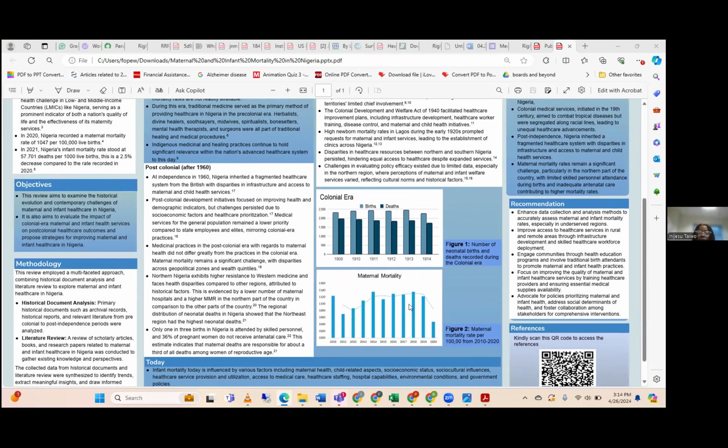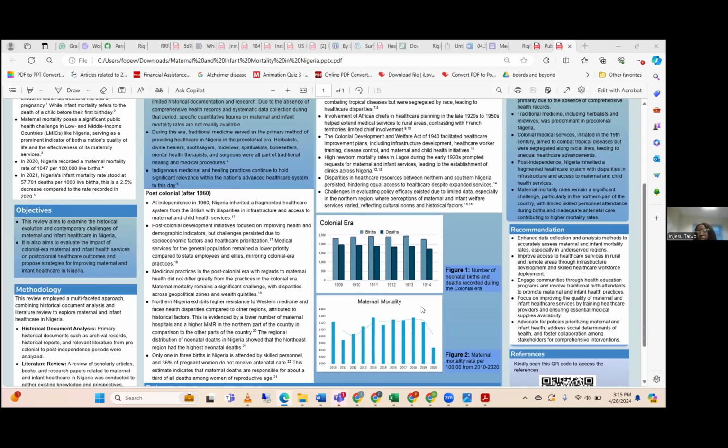the SDG global requirements. If you look at this second bar chart, this shows the current maternal mortality between 2010 and 2020. In the US, the maternal mortality rate is between 20 and 30, but right now in Nigeria, it is still over 1,000. So that is very high.